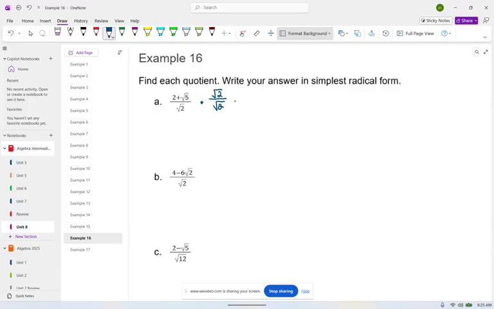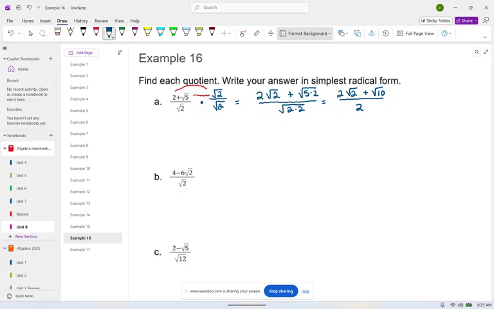Okay, so we'll be multiplying everything in this numerator by that square root of 2. So we have 2 times the square root of 2 plus the square root of 5 times 2 all over the square root of 2 times 2. This is going to equal 2 square root of 2 plus the square root of 10 over the square root of 4, which is just 2.